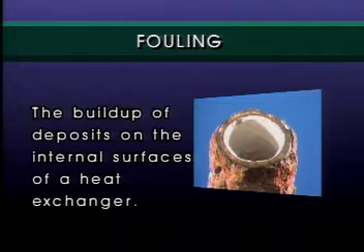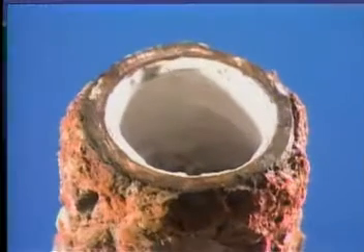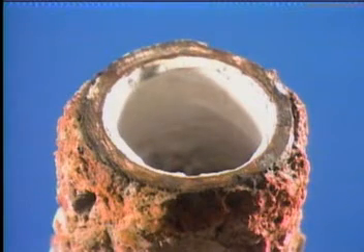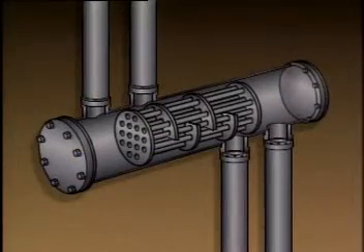Fouling is a term that's often used to describe the buildup of deposits on the internal surfaces of the heat exchanger. When fouling occurs, the result is an additional layer of material that heat must pass through. This additional layer reduces the ability of the unit to transfer heat. Also, if the buildup becomes excessive, the flow of fluids through the unit may be restricted. Fouling can be caused by many things.